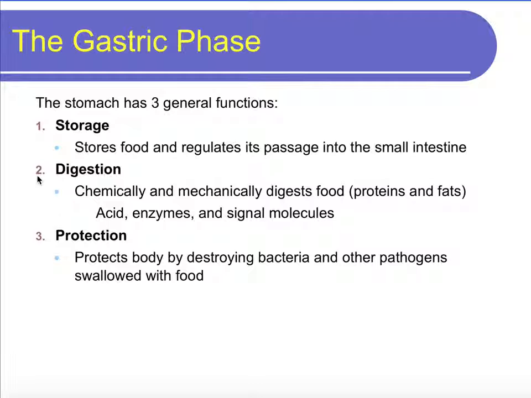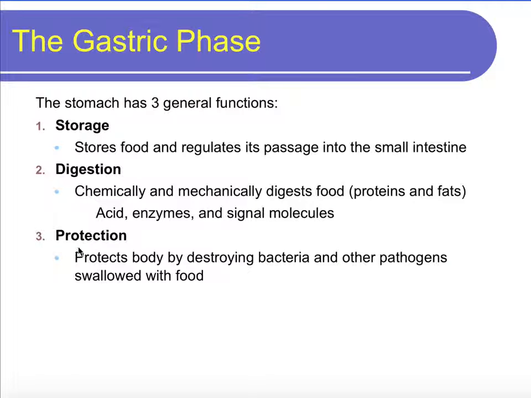Another function of the stomach is digestion. So we can chemically digest foods as well as mechanically through the churning that happens in there. And the chemical digestion happens with the acidic environment. It's very acidic. It has a pH of 2, with the enzymes that are also released in here.